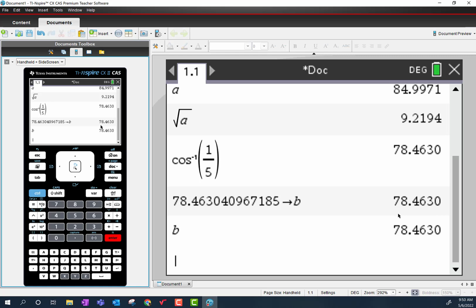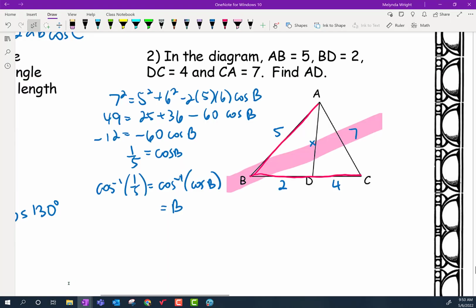All right, so we've got the angle measure 78.463 degrees. So let's go back here. So angle B is 78.463 with a bunch of stuff degrees. Okay, great. We have one angle measure. That's a big plus, but we still don't have that side measure.